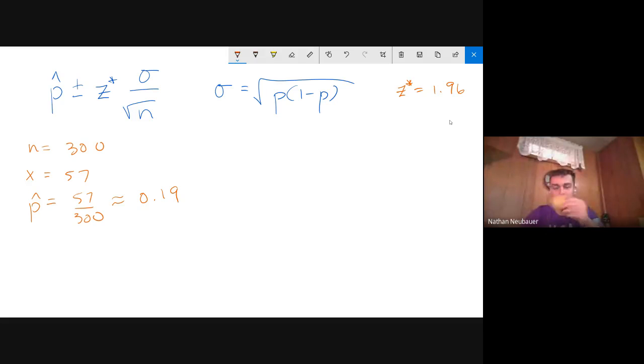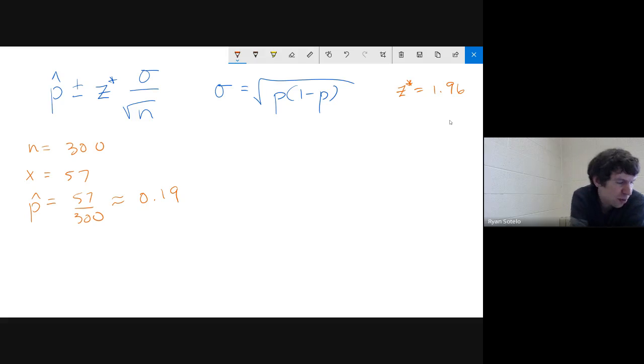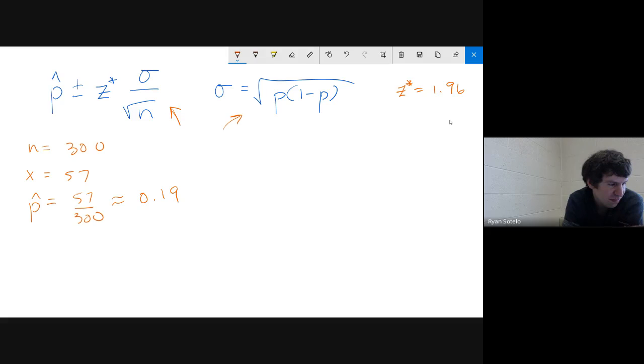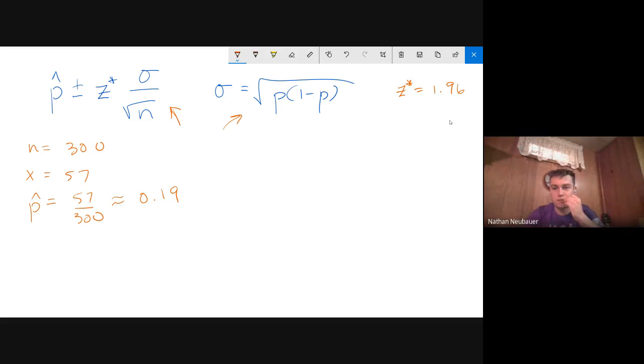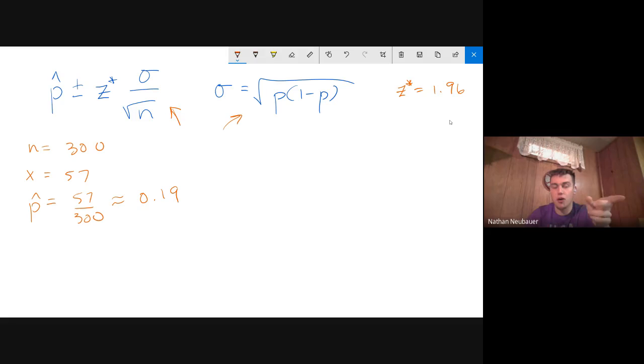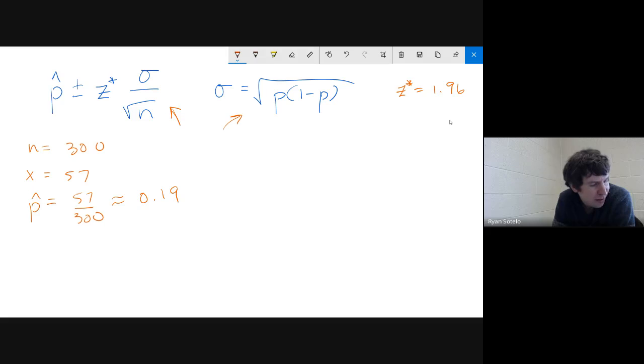I went to the bathroom, grabbed some chips, and I came back, and I have no idea what was going on. So you want to use this formula where this is your standard deviation. You have your critical z-score. You have your proportion. And you have your sample size. So you want to make a confidence interval with the data that you have. You're just plugging things in.